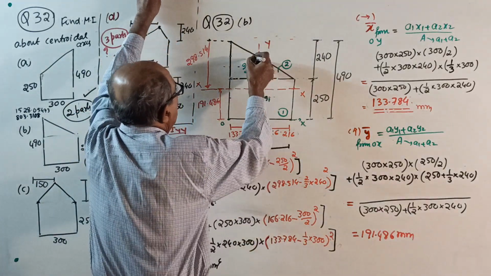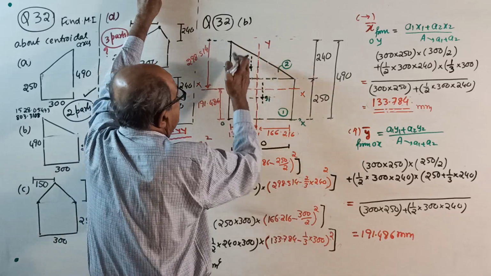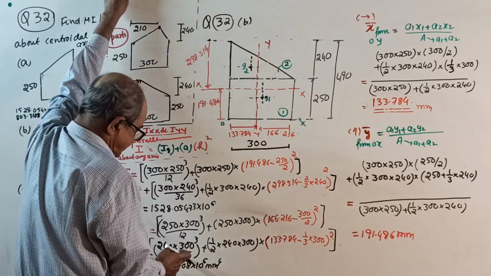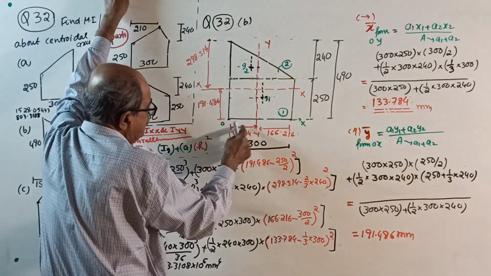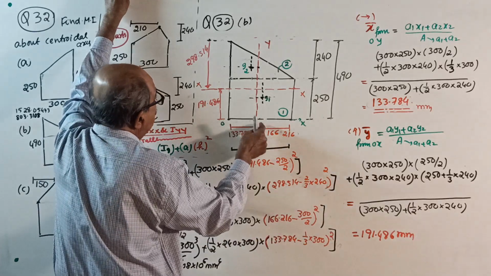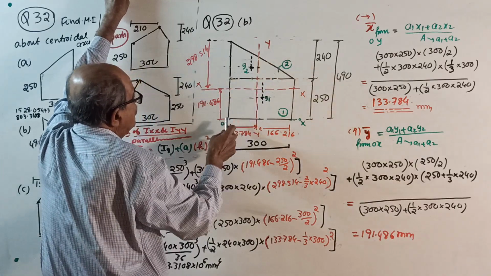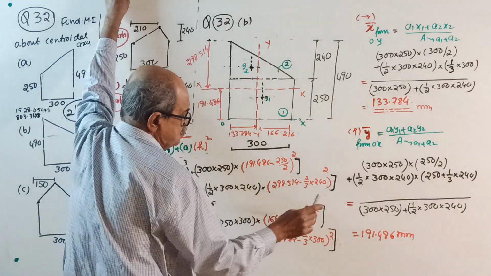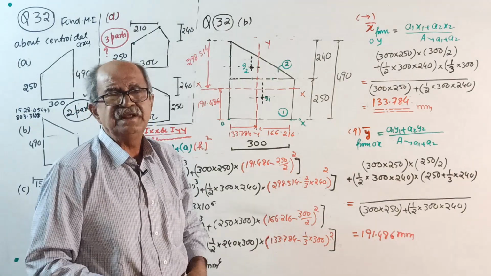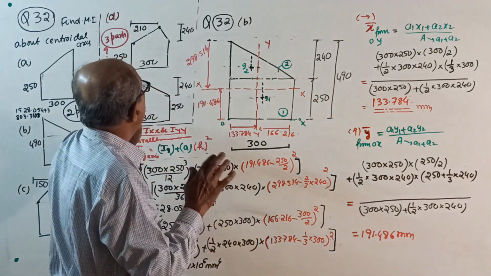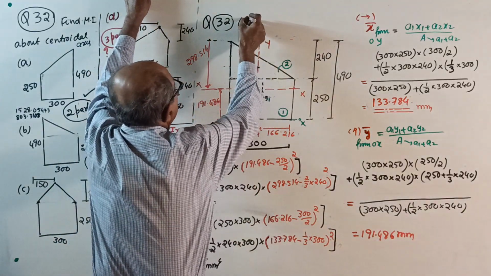Start here. I about its own axis: 240 into 300 cube by 36 plus area into this distance squared, that is 133.784 minus this distance, squared, minus 1 by 3 of 300, whole square. Calculate, it will come the same as last time. Why the same as last time? You don't bother, it will come. Okay. This is question number 32B. Now I will change over to 32C.